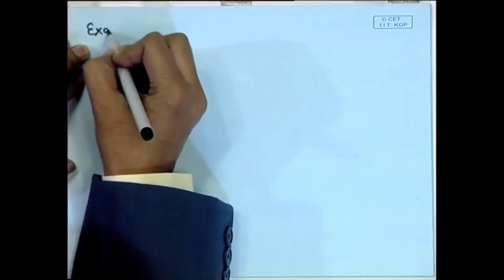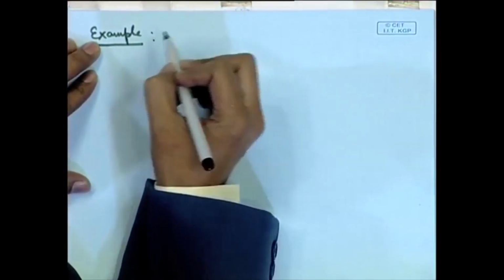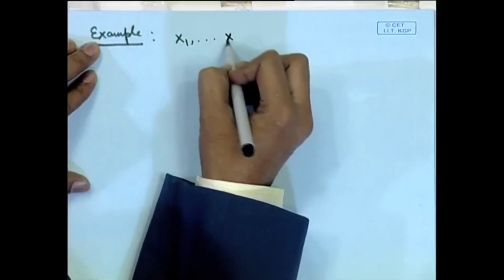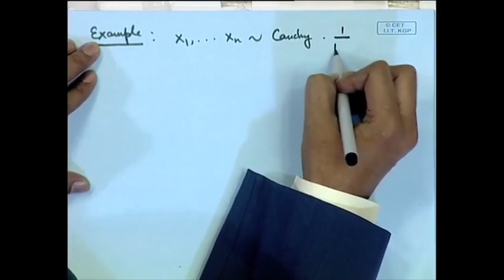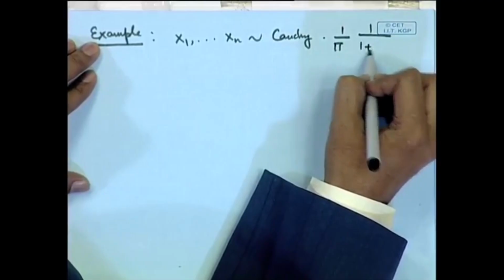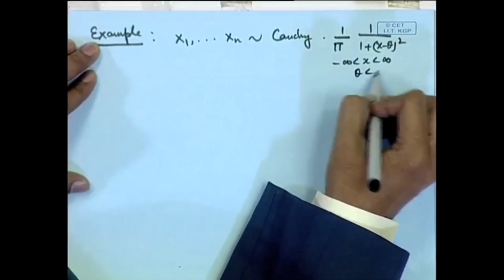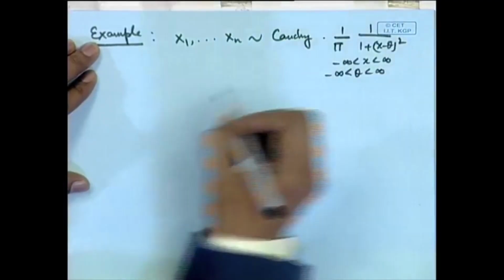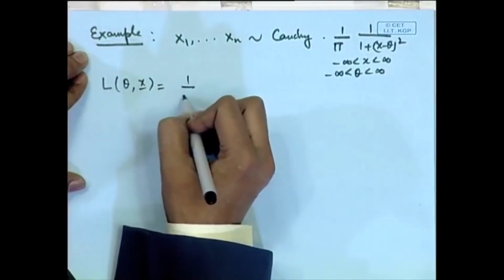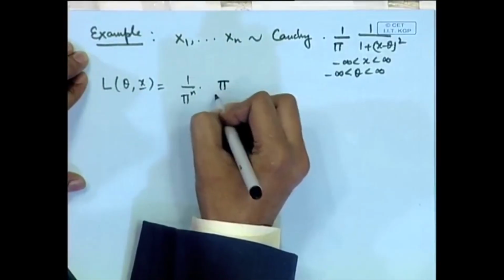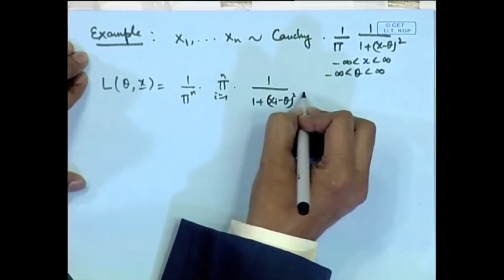Let us take another example where the argument may follow a different path. Consider x1, x2, ..., xn following a Cauchy distribution with the density function 1/pi times 1/(1 plus (x minus theta) square), where x is any real number, theta is any real number. Let us look at the likelihood function, that is equal to 1/pi to the power n, and product i is equal to 1 to n of 1/(1 plus (xi minus theta) square).